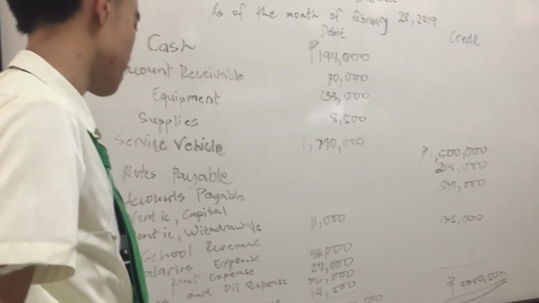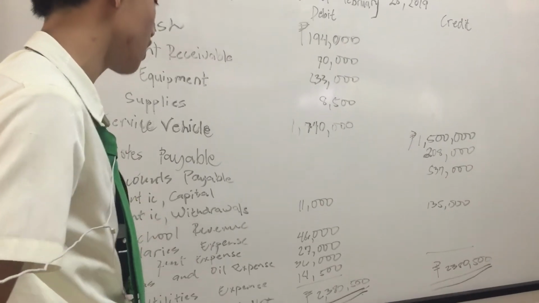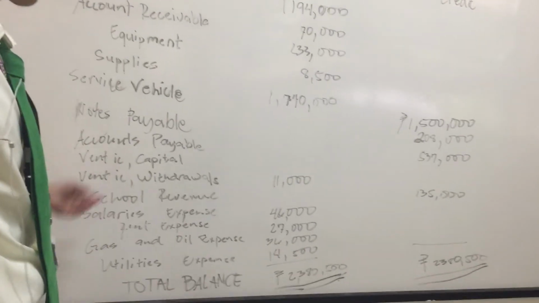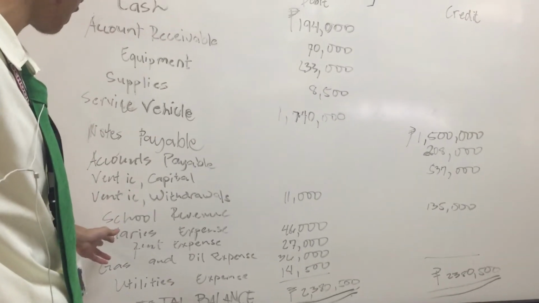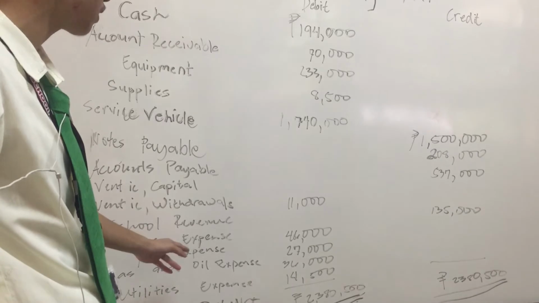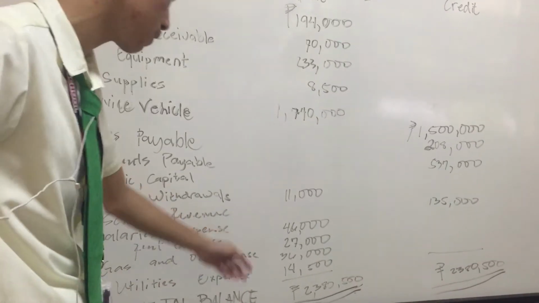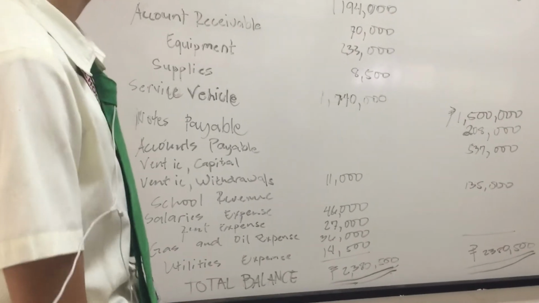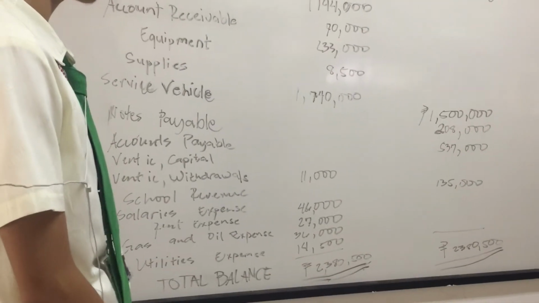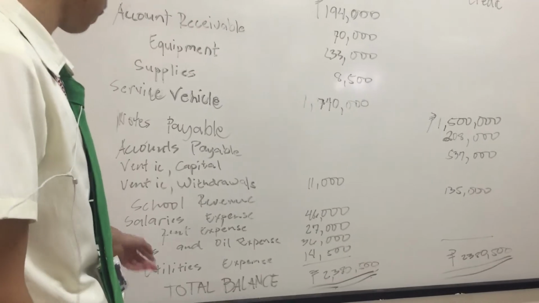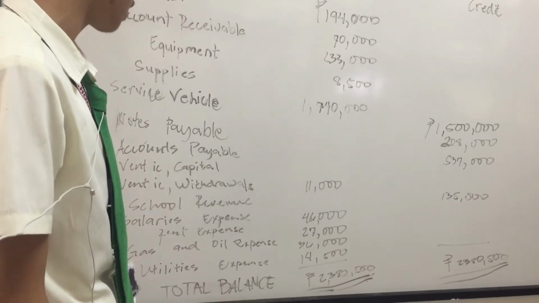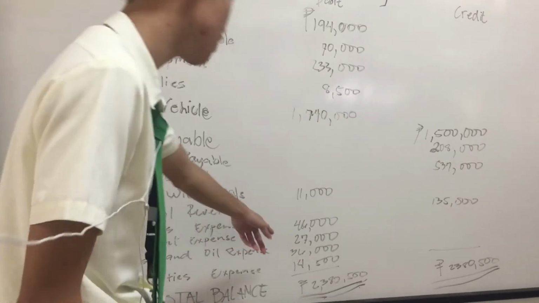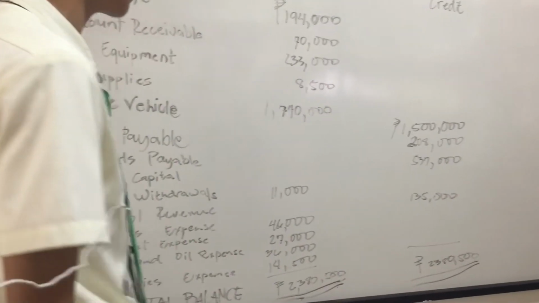We have salaries expense, and the normal balance of salaries expense is debit. So after that, you're going to put the T account end balance of salaries expense, which is 46,000 pesos. Just put it here. We have rent expense. The normal balance of rent expense is debit. So you put the end balance of rent expense from the T account here, which is 27,000 pesos.